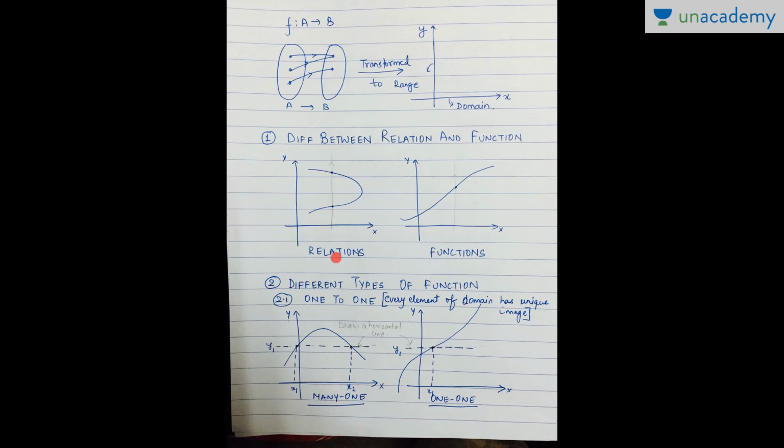So what you do is you draw a vertical line. If it intersects twice, that means it is a relation. If it intersects only once, that means it is a function. Now why is it so? You can go back to the previous lesson and know.